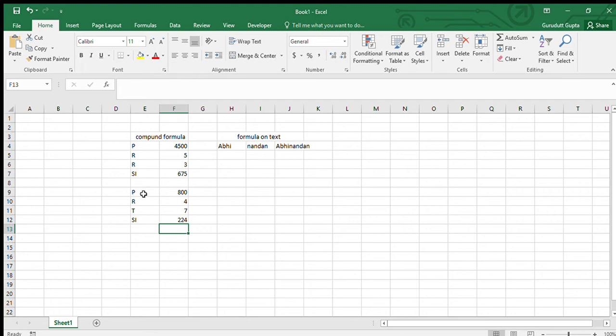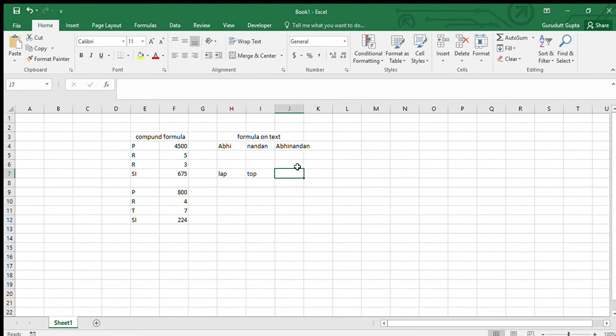Our second formula is on text. I have given one example. In this formula, we will be adding separated words. Let's take the first word, lap, and the second word, top.